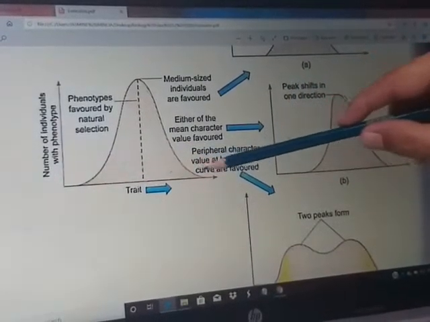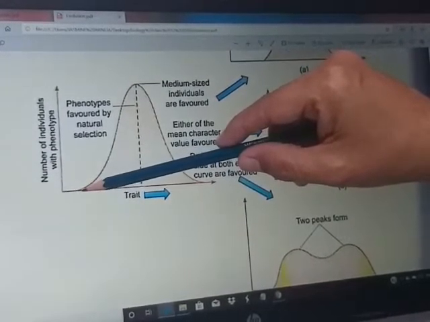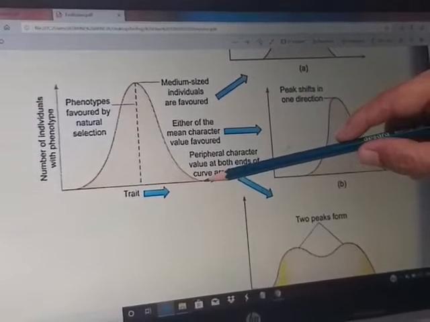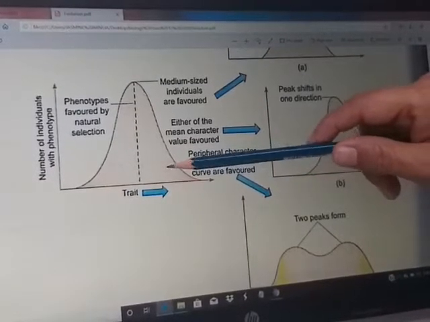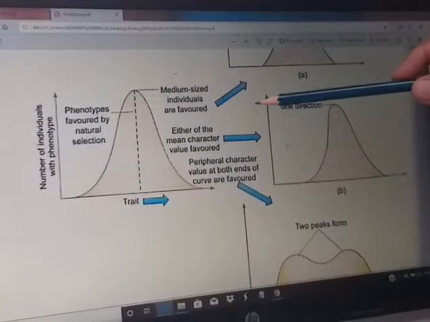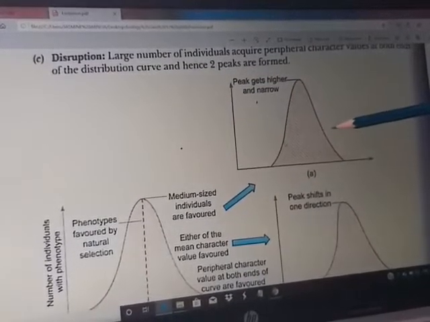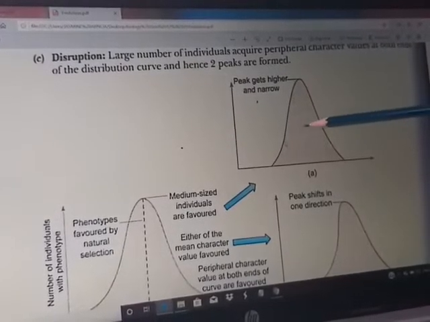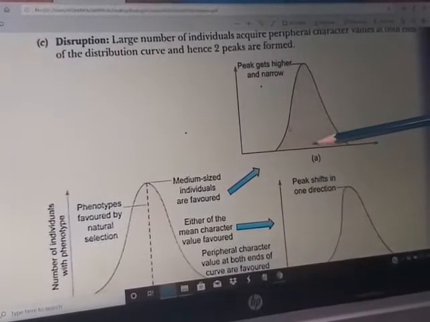Suppose we are taking height on this. Naturally, here we will have individuals with small height, individuals with medium height, individuals who are tall, with greater height. Now, the selection operates in three different ways. In the first case, which is called the stabilization case, the peak gets narrower and narrower towards the middle. Means we have more individuals with the medium height if we are talking about the character of the height.